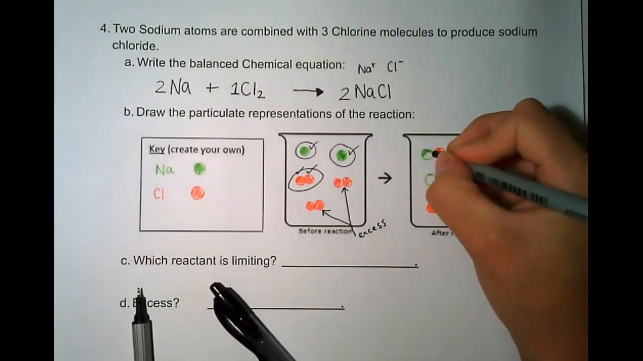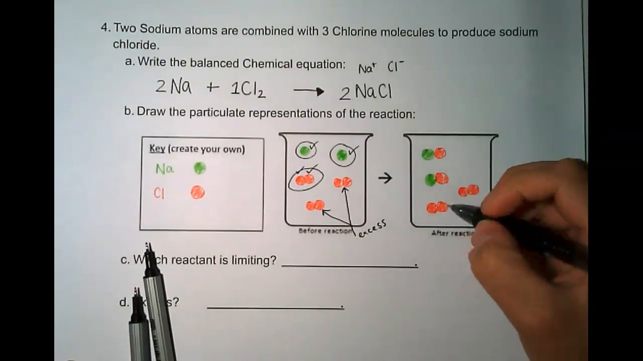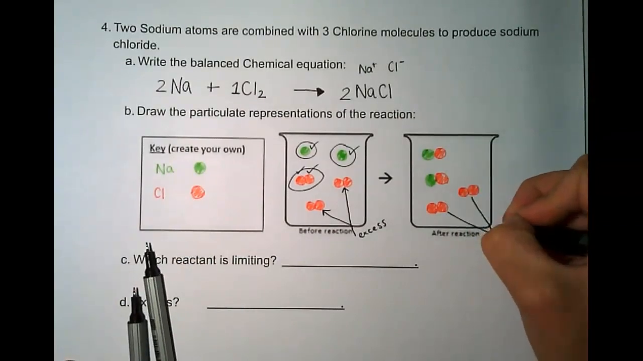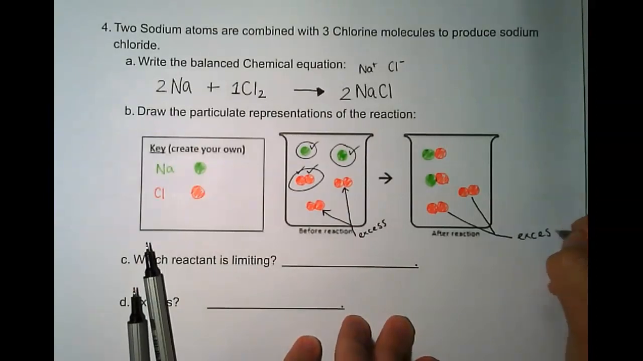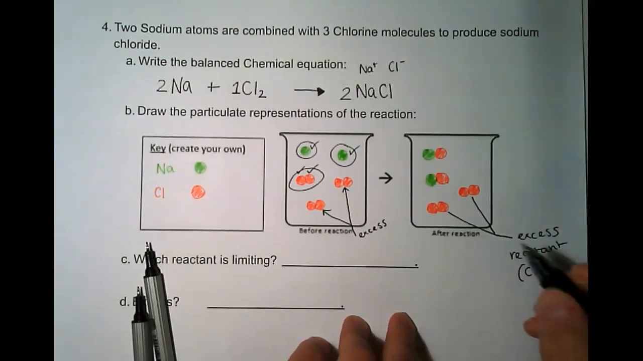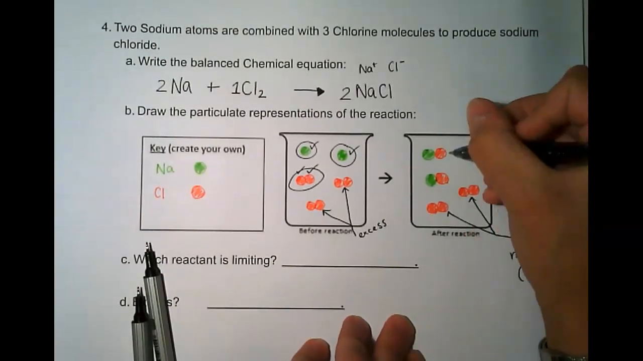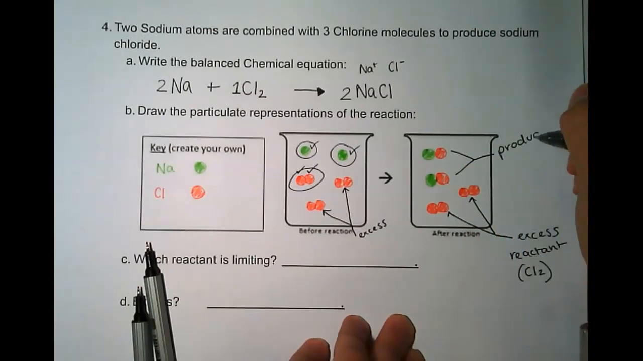And we'll color these green. So this is not a product. This is just excess chlorine. Excess reactant, which is Cl2. This is our excess reactant, and these right here, these are our product of our reaction.